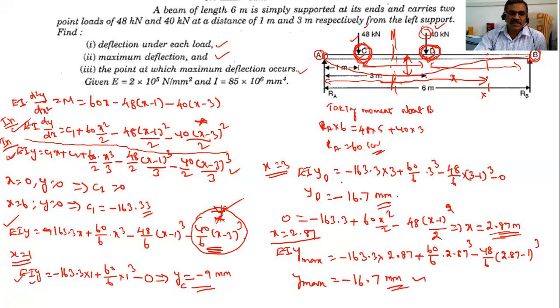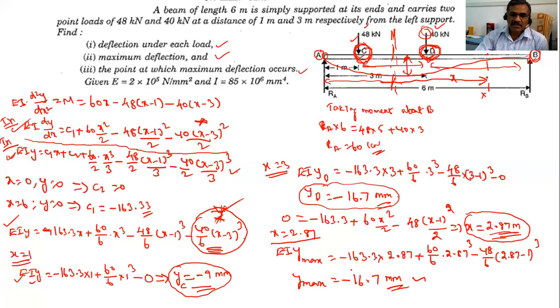So now we have calculated deflection at point C, deflection at point D, and the location of the maximum deflection, that is x is equal to 2.87, and the maximum deflection at that point, that is minus 16.7 millimeter. So these are all the answers.